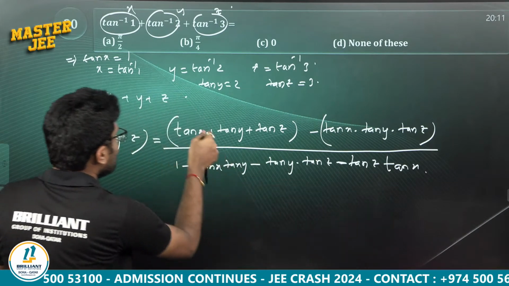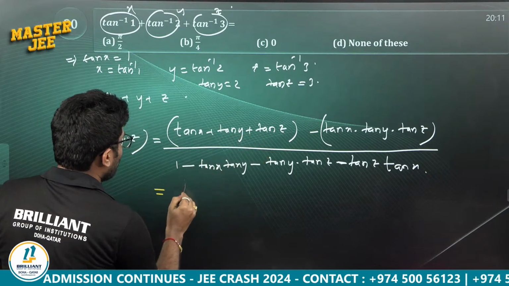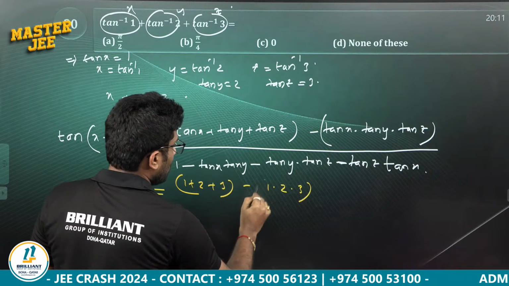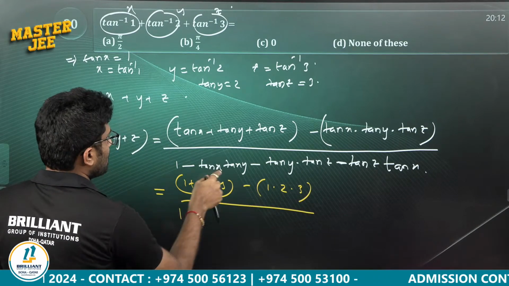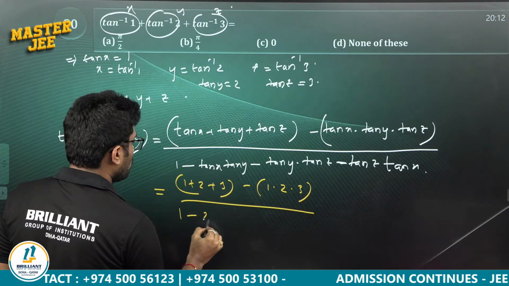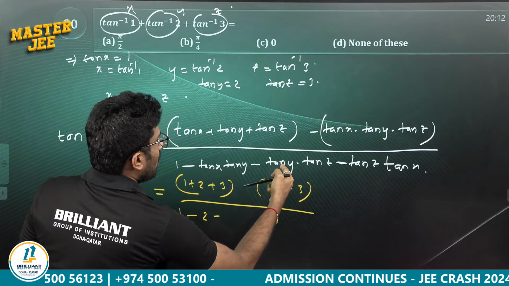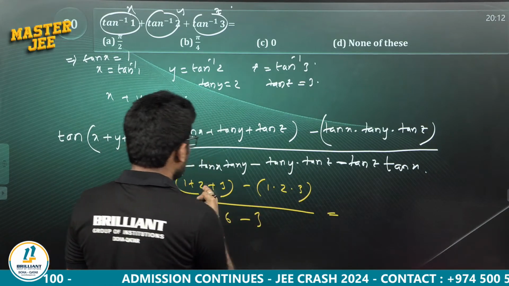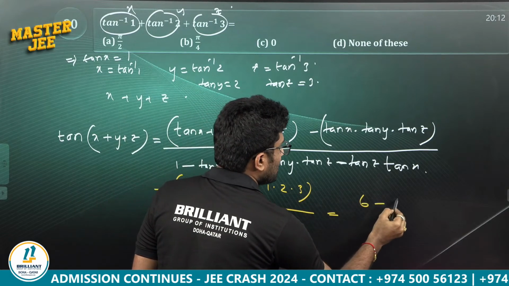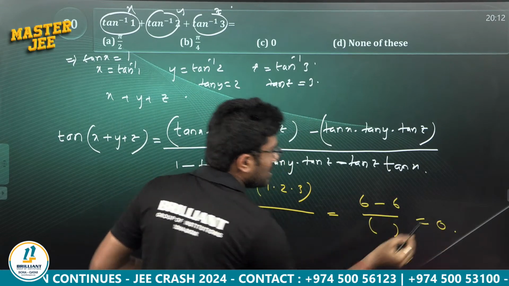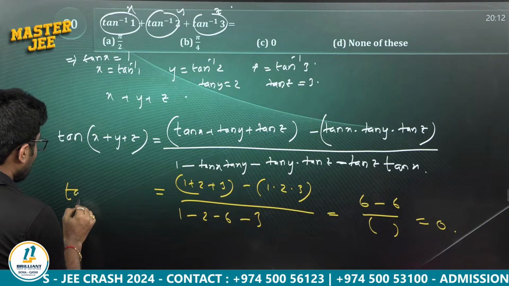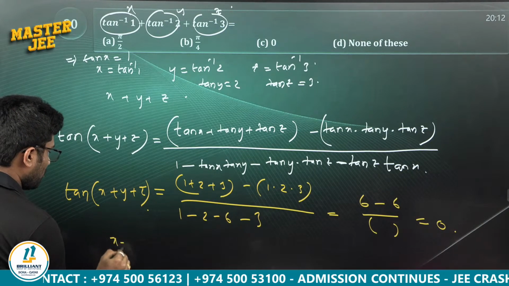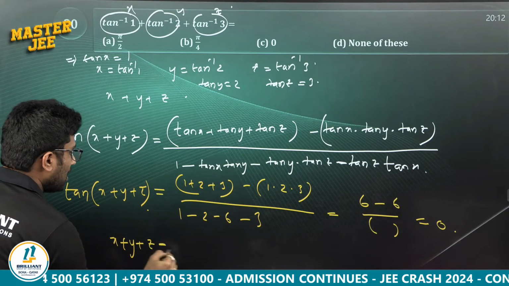Now, friends, tan x plus tan y plus tan z is 1 plus 2 plus 3 minus 1 into 2 into 3, divided by 1 minus (tan x into tan y, 1 into 2 is 2, minus 2 into 3 is 6, minus 3 into 1 is 3). Looking only at the numerator, 6 minus 6 gives 0. Guys, if tan of something equals 0, this something should be a multiple of pi.